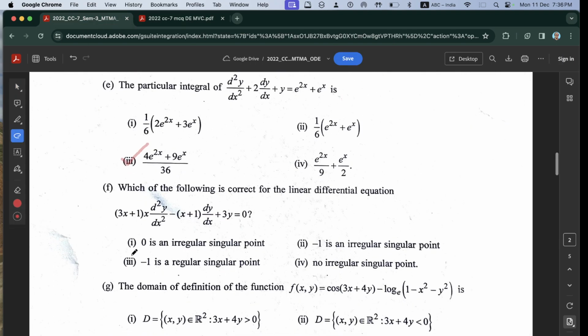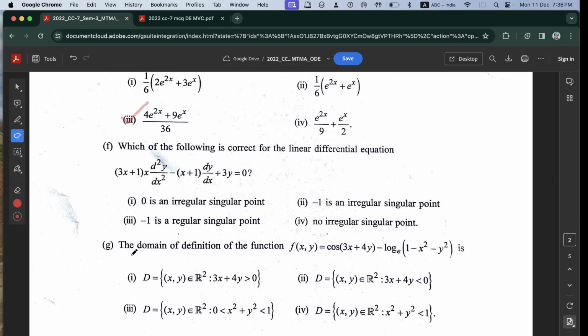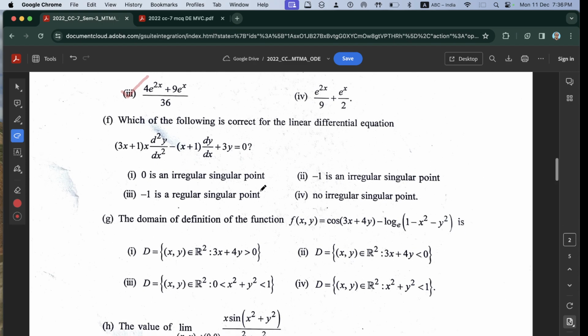Question 1a. Which of the following is correct for the linear differential equation (3x + 1)x d2y/dx² − (x + 1) dy/dx + 3y = 0? Option 1, 0 is an irregular singular point. Option 2, minus 1 is an irregular singular point. Option 3, minus 1 is a regular singular point. Option 4, no irregular singular point.